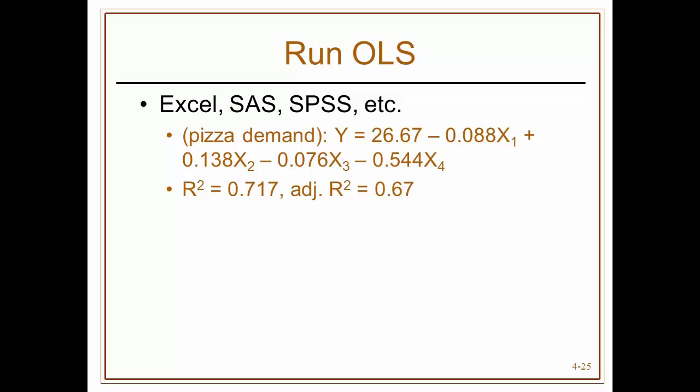Got an r squared of 0.717, adjusted r squared of 0.67. Again, since I tend to look at adjusted r squareds when I have multiple x variables, I would tend to rely on that. So what this tells me is that the variables that I've picked explain about 67% of the variation in pizza demand. So it's a pretty good job. You know, about a third of the variation in pizza demand is unexplained, but since this is cross-sectional data, it actually does a pretty decent job.